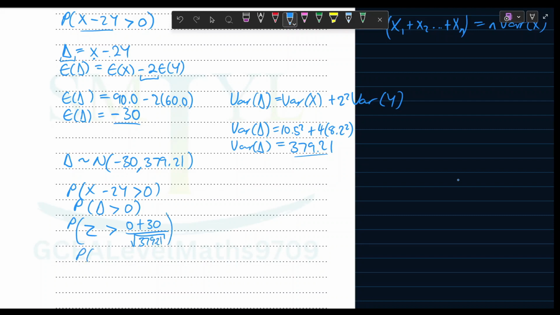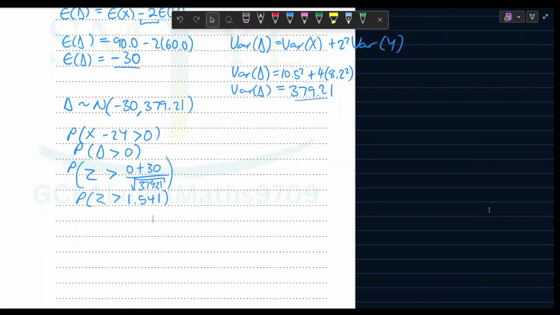And so this is the probability that z is greater than, let's punch this into the calculator, 30 over the square root of 379.21, and this gives us 1.541 to 3 decimal places.